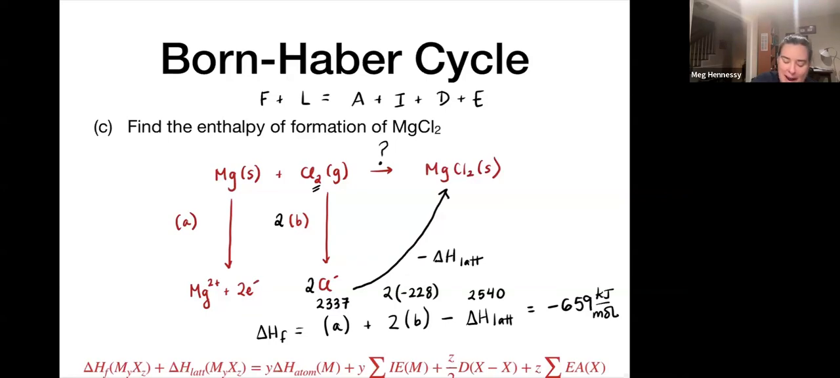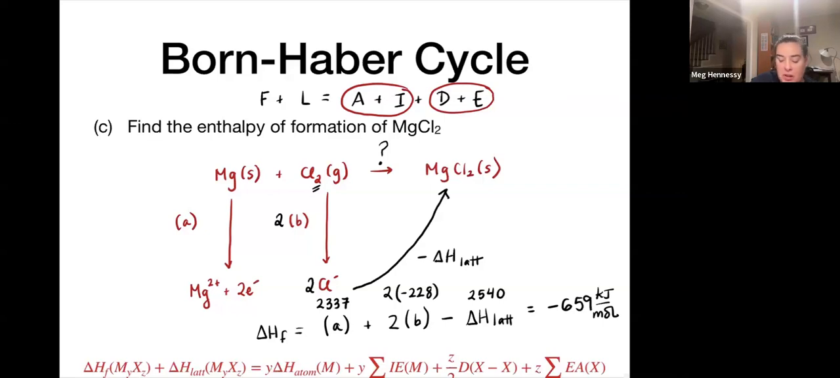If you go back and look at step A, what we did was calculate this term. We took the atomization of magnesium and the ionization of magnesium, both steps. And in part B, we calculated this term. We broke apart the chlorine molecule into chlorine atoms, and we gave electrons to the chlorine atoms. We did that for one chlorine, and we need to do it for two.